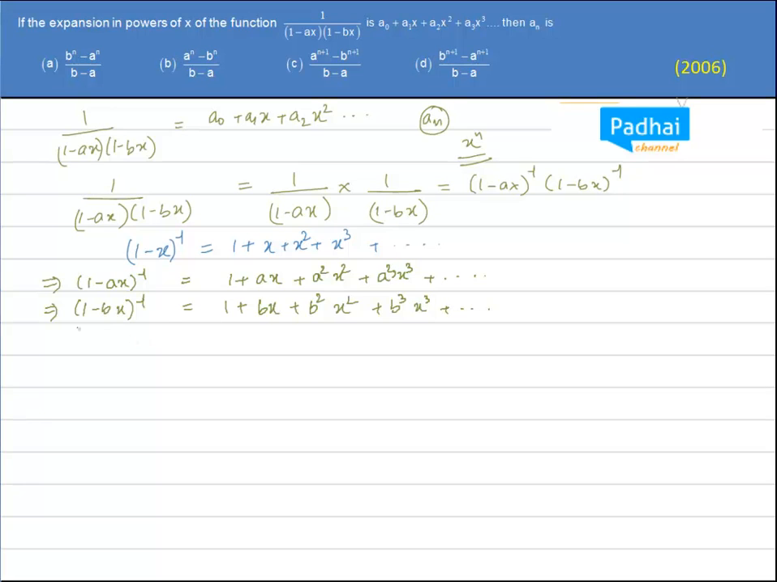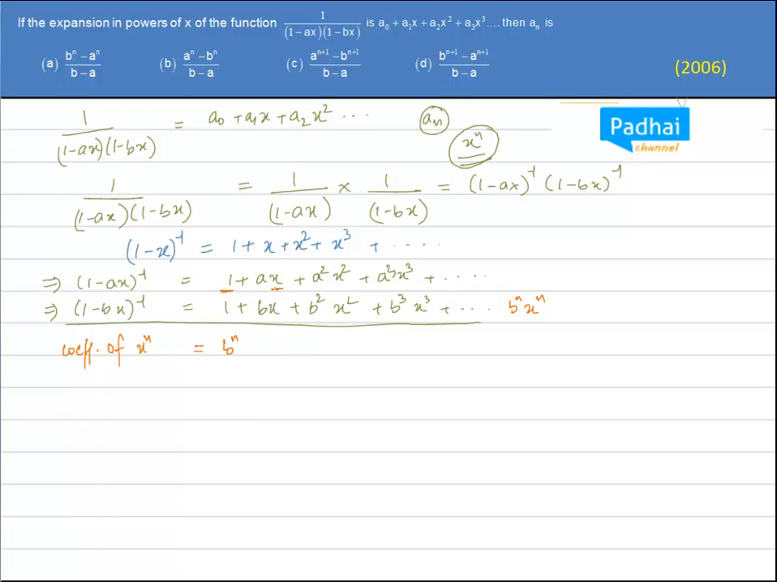Now you have to multiply these two series, and we have to multiply in such a fashion because we need to find the value of the coefficient of x raised to power n. So on the left hand side you want the coefficient of x raised to power n only. How could we get this? If I multiply the constant term of this with the x raised to power n term of this, which will be bn over here, so the first term I can write as bn.